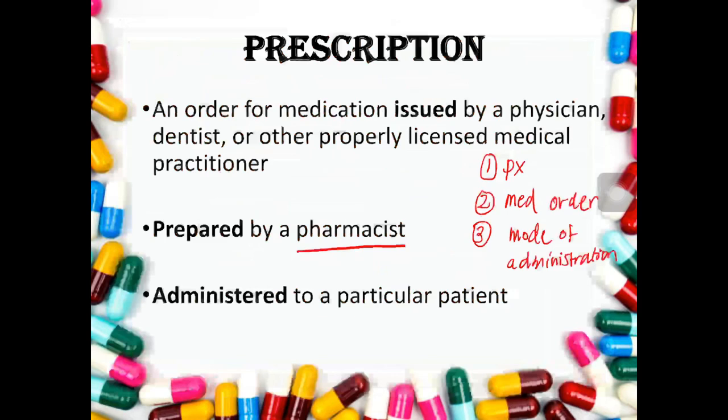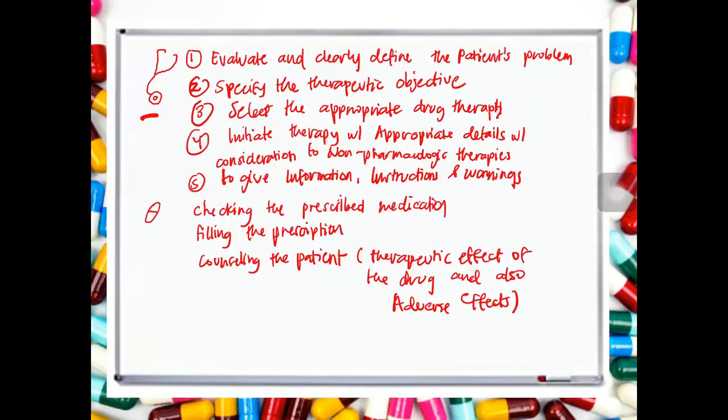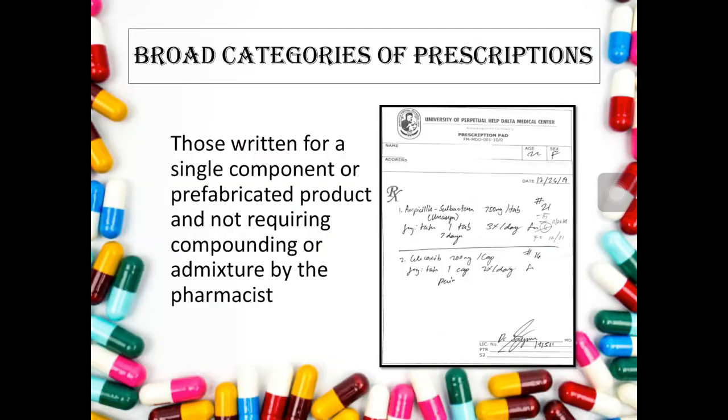Administration could be done by the patient, specifically if he or she is an outpatient. But for the inpatients, a nurse also plays an important role in the administration, working hand in hand with pharmacists and doctors for the proper administration of the medication. Now, we go to the broad categories of prescription. There are two broad categories of prescription.